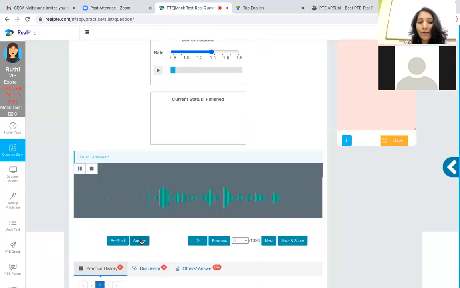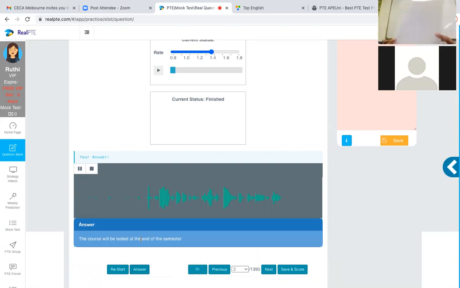Okay, that's how you record it. Now look at the answer. So I write down the initial letters. The course will be tested at the end of the semester. And then I speak it. This is called the initial letter strategy. I hope you understood that.